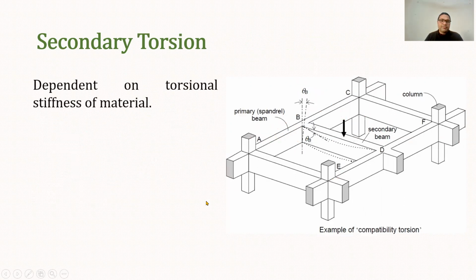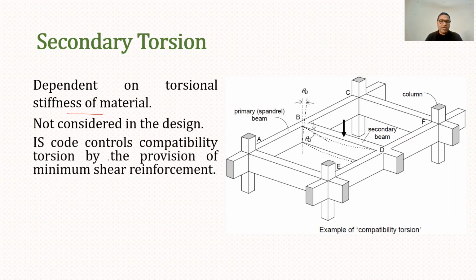Well, generally, as I said, it is dependent on torsional stiffness. Generally, we don't consider this secondary torsion in our design because the IS code controls this compatibility torsion by the provision of minimum shear reinforcement. So generally, we provide minimum shear reinforcement in the beam, and this clause takes care of this secondary torsion. So generally, we design our beam only for the primary torsion.